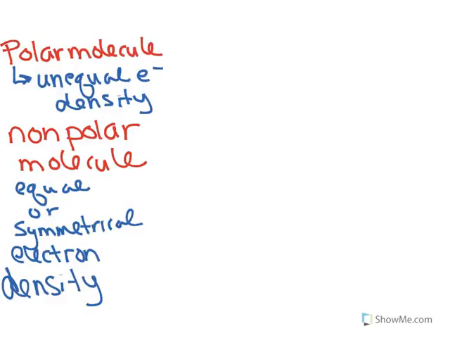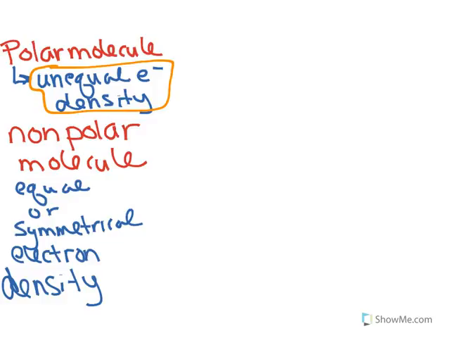So in this video, we're talking about something a little different. These are not polar and nonpolar bonds, these are polar and nonpolar molecules. And so the definition of a polar molecule is similar to that of a polar bond. A polar molecule is where the molecule itself as a whole has unequal electron density. One side of the molecule has more electrons on it than the other side of the molecule.